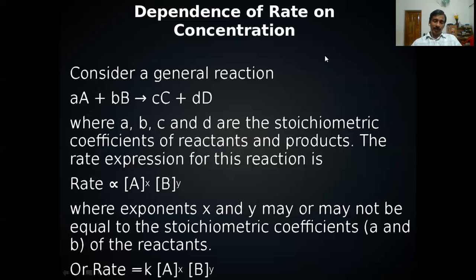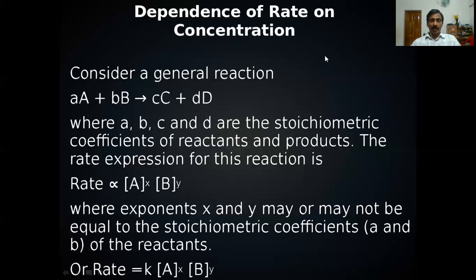In order to represent the dependence of concentration on reaction rate, we can write rate is proportional to concentration of A raised to x into concentration of B raised to y. Here, x is the power of the concentration term A and y is the power of concentration term B, but it is not compulsory that x is equal to a, small letter a. a is the stoichiometric coefficient or number of moles of A present in the balanced chemical equation. So in this expression, rate is proportional to concentration of A raised to x and concentration of B raised to y. And here x and y may or may not be equal to a and b.